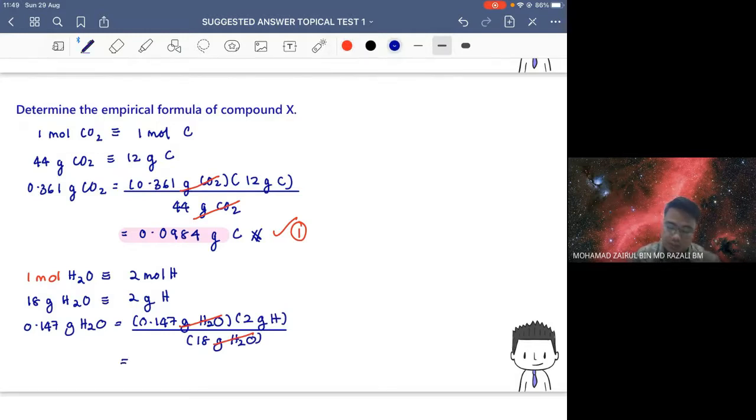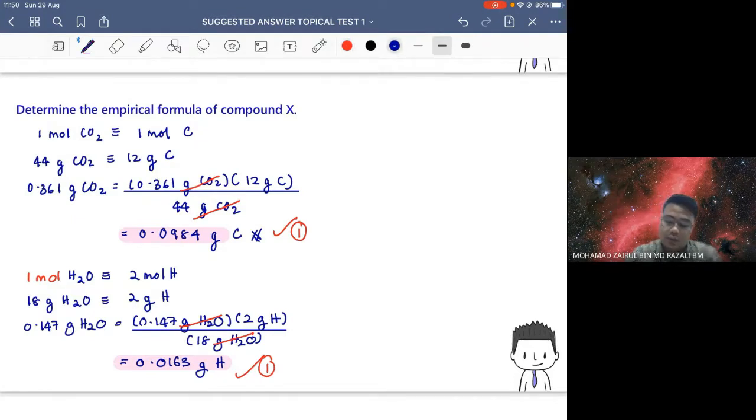So kalau awak kira, awak akan dapat 0.0163 gram hydrogen. Okay, so awak jawab ini, awak dapat mass hidrogen ni, awak akan dapat lagi satu markah. Okay, so sekarang ini nak cari mass oksigen. Okay, nak cari mass oksigen senang sahaja.